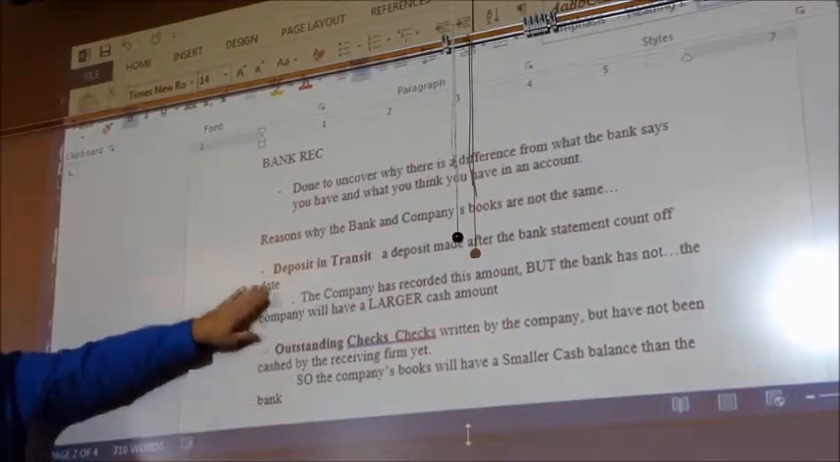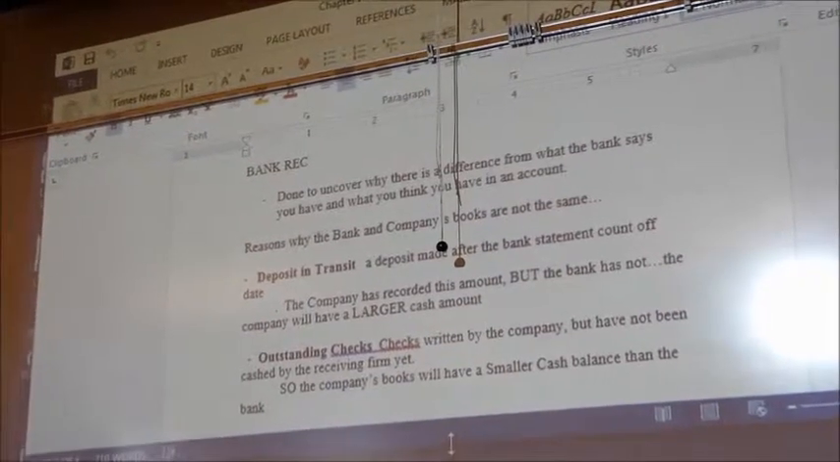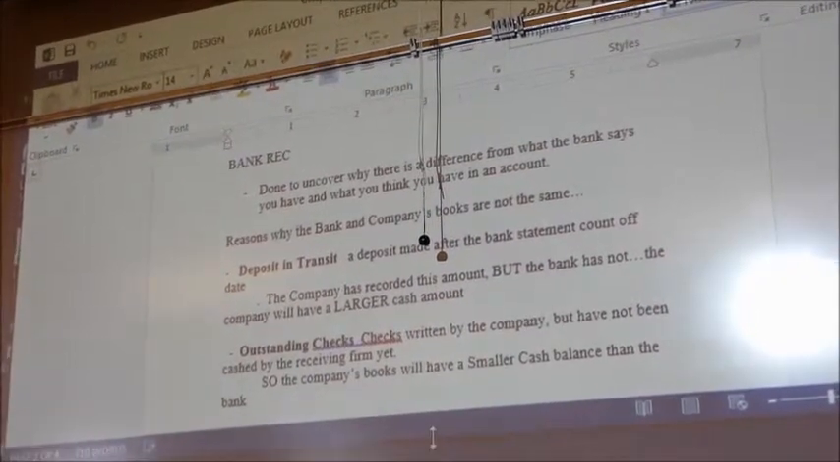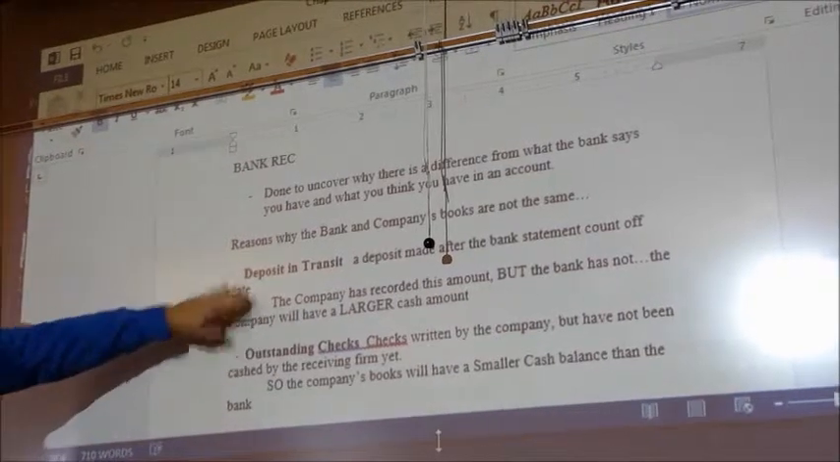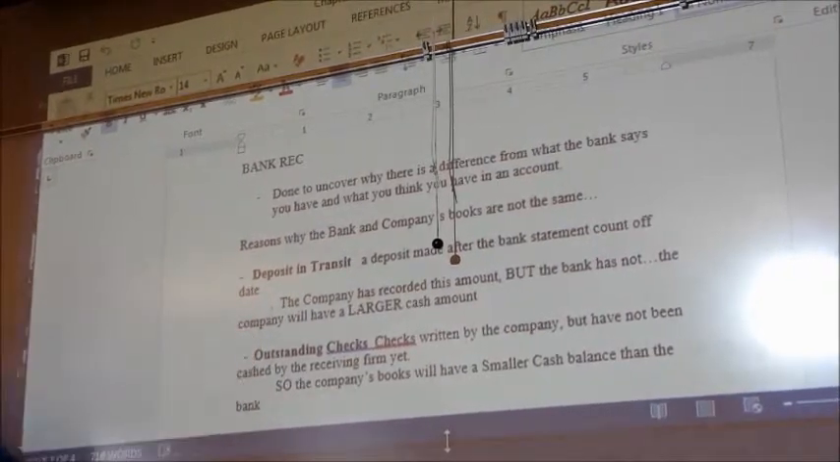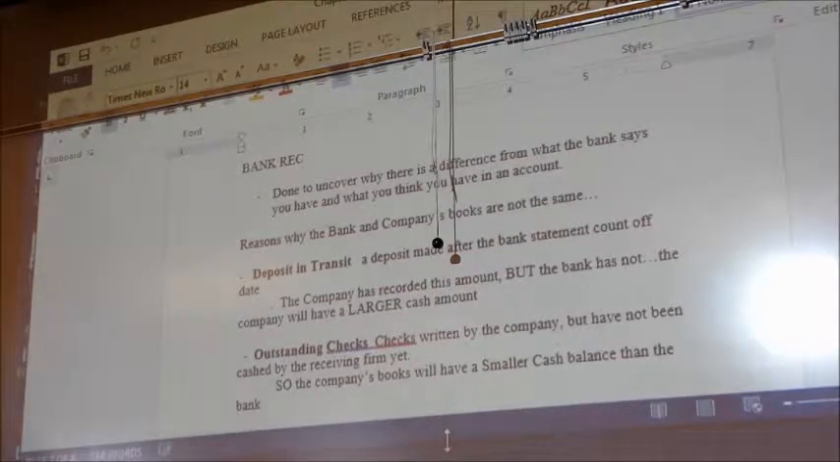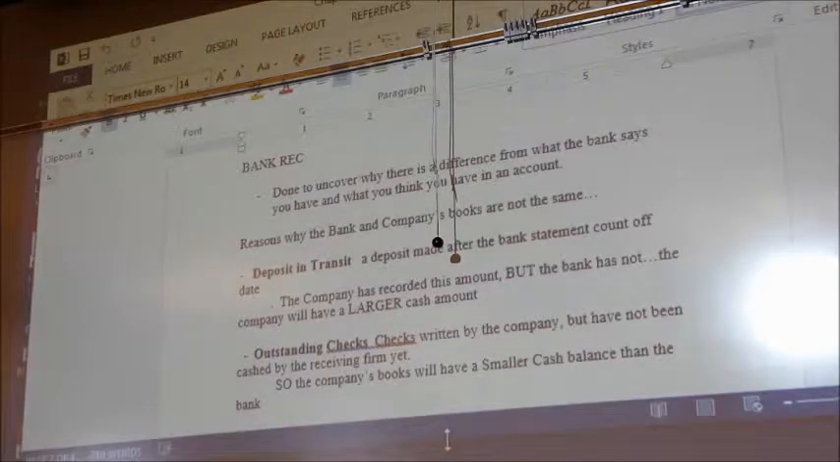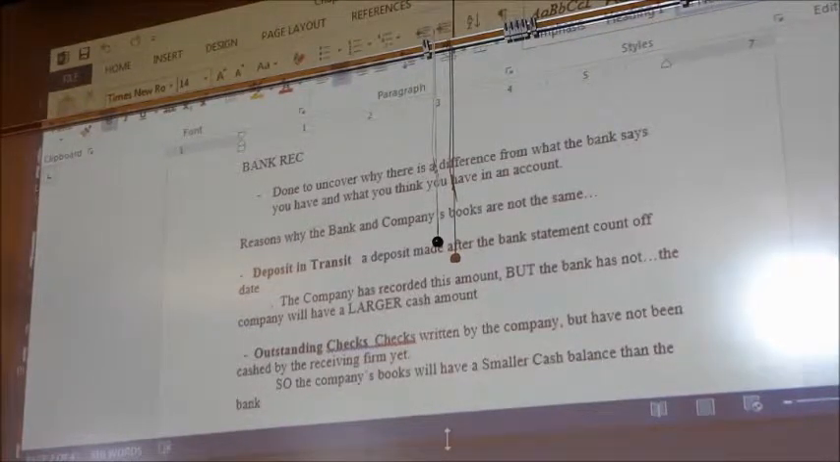And here are the 2 things that are usually on the bank side. When we do a bank rec, we're going to have a bank side and a books side. These are usually the 2 items that show up on the bank side. Things that the bank doesn't know about, but you do, meaning it's in your books. If you're a business, you've adjusted your cash account.